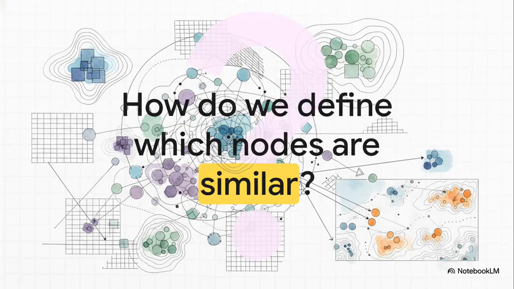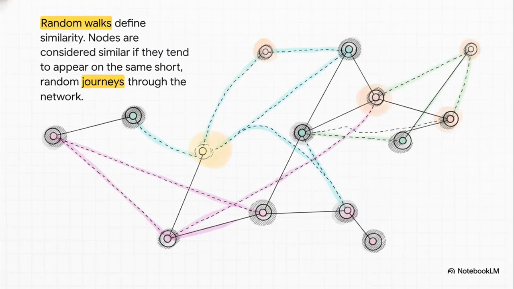Okay, so this all hinges on one really important question, right? How exactly do we decide which nodes are similar in the first place? The answer we choose here is going to define the kind of map we end up creating. Well, one really clever way to do this is by using something called random walks. The idea is actually pretty simple.